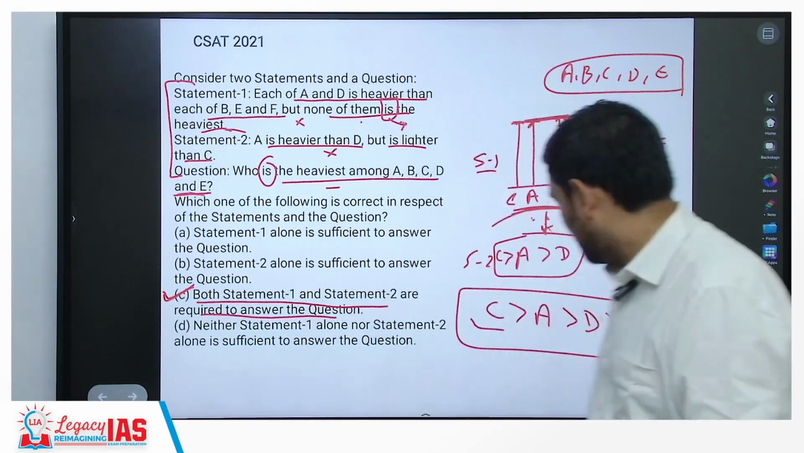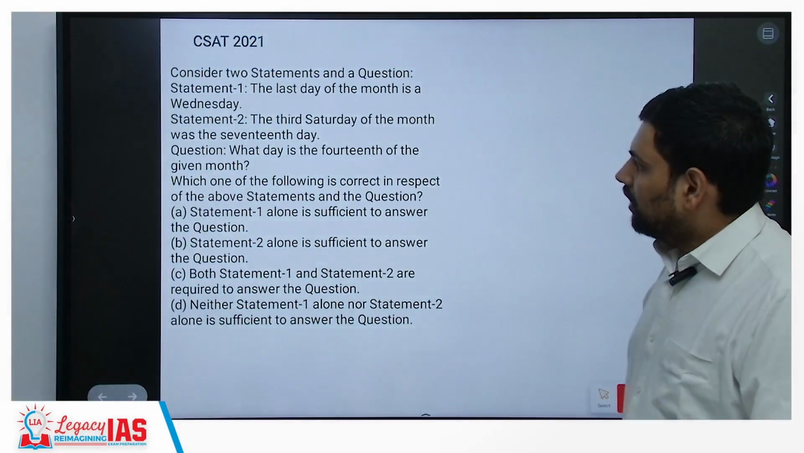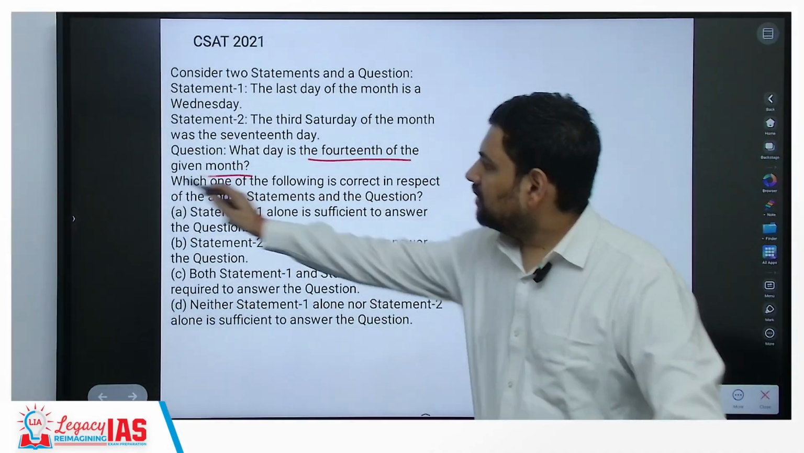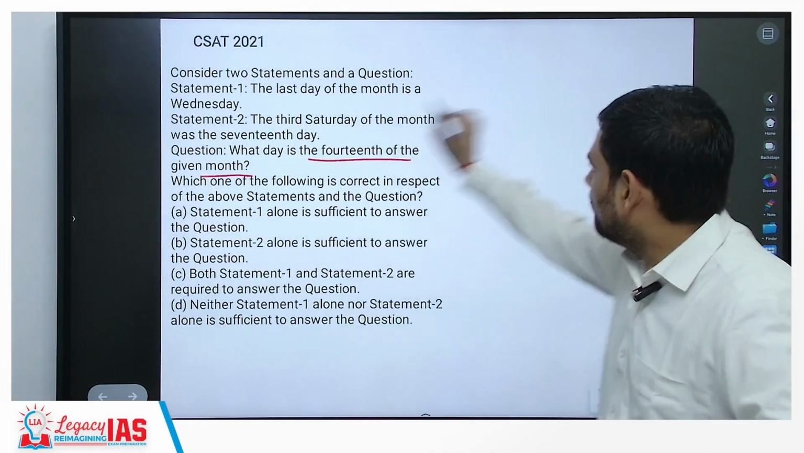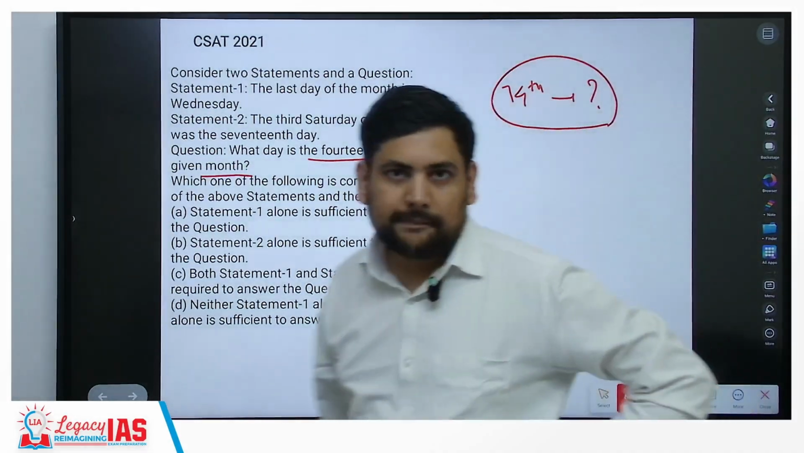Okay, then next is this. It asks what day is the 14th of the given month. Whatever month is given, what is on the 14th? Now how do you find this?